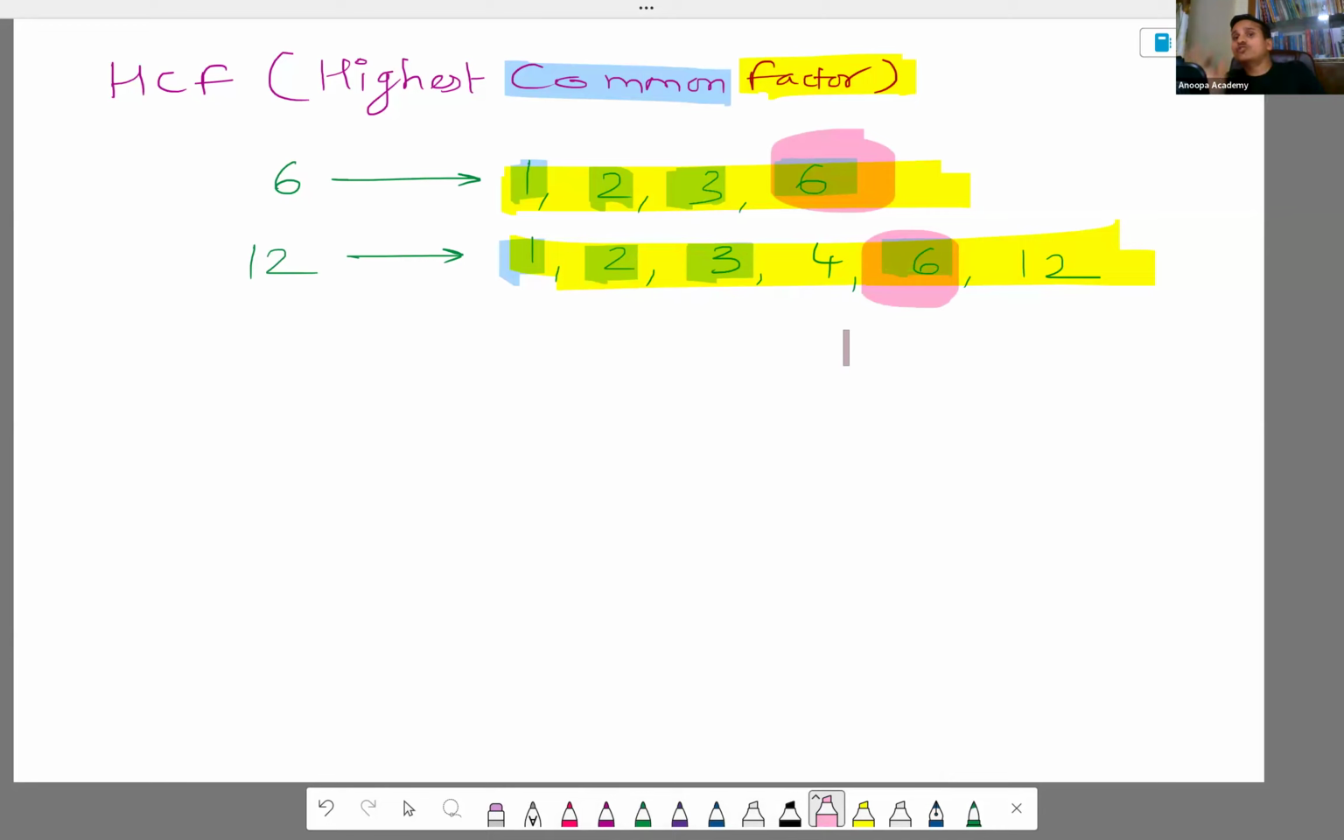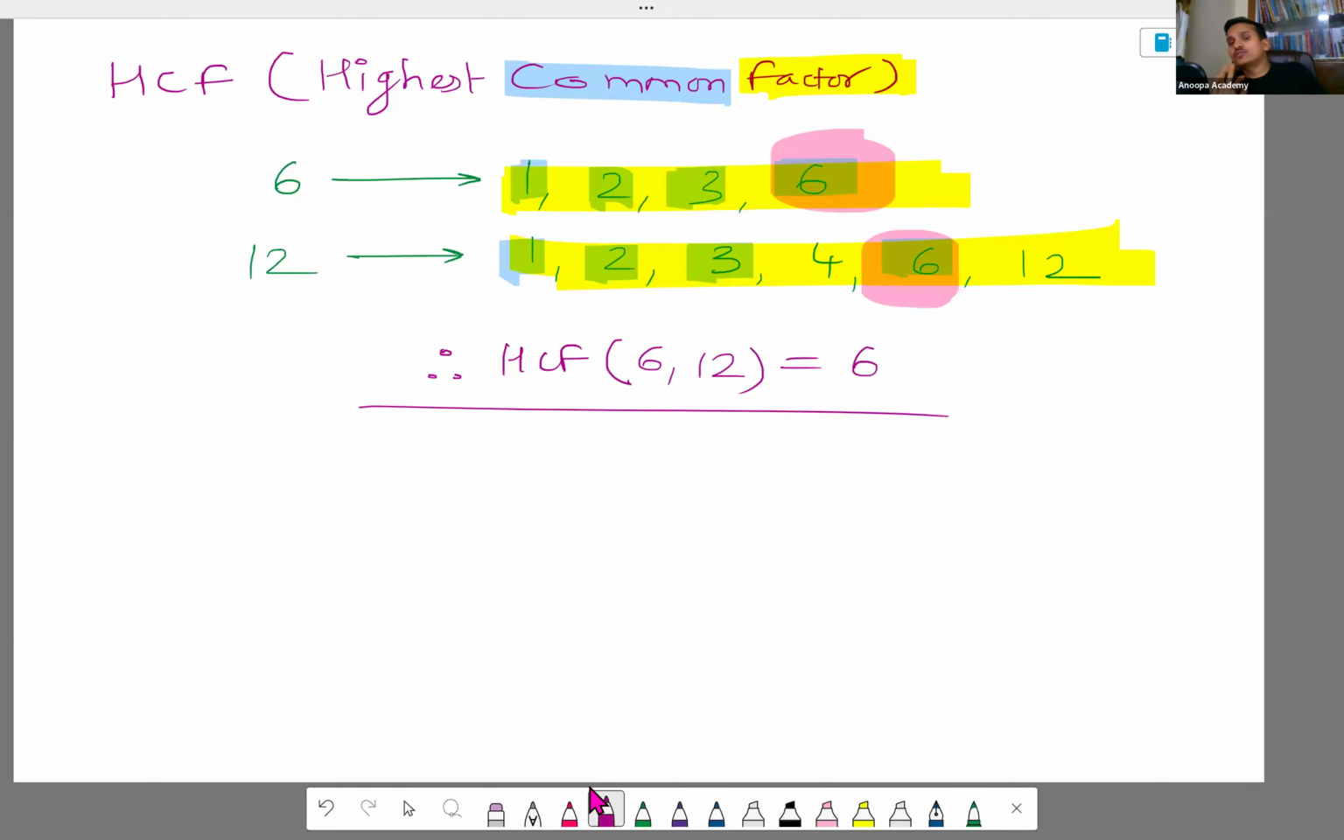The highest one in this common is 6. That is why HCF of 6 and 12 is 6. Okay. So we can say therefore, HCF of, see, HCF of means we'll put a bracket. HCF of 6 and 12 is nothing but 6. Okay. HCF of 6 and 12 is what?